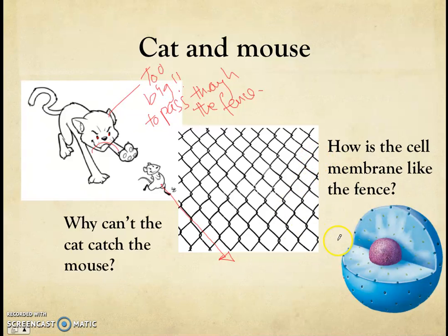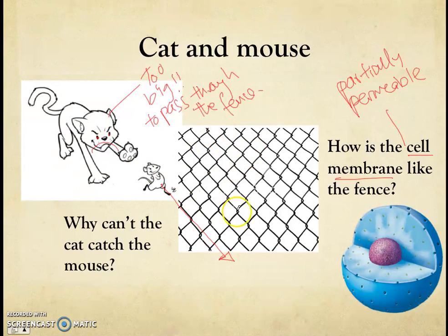Now, I hope you remember that the cell membrane, when we were learning about it, has a very special property. The cell membrane is partially permeable, right? It allows some substances to pass through, but not others. Just like this fence allows the very small mouse to pass through, but not the bigger cat, the cell membrane lets certain small substances pass through, but not the larger ones. And that's going to be important in the next slide.